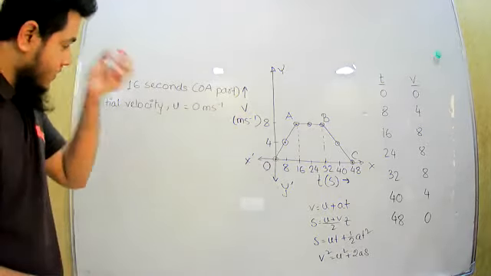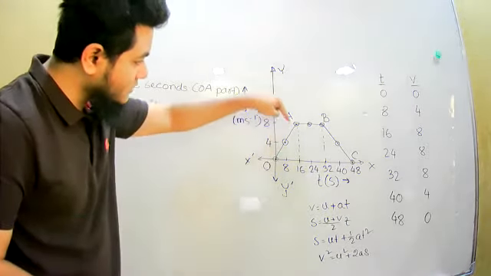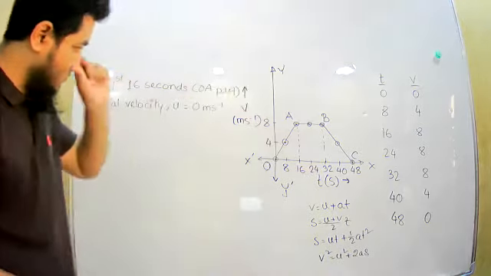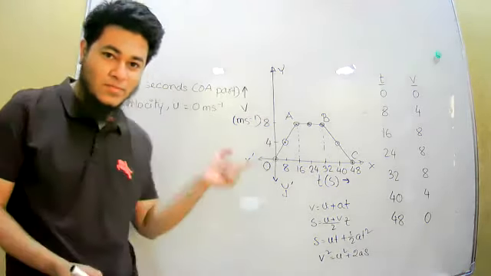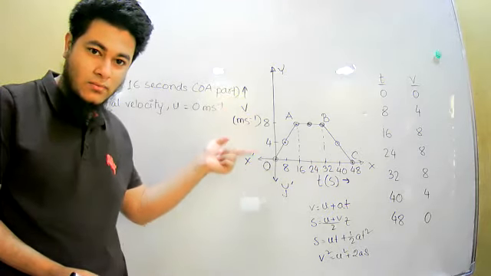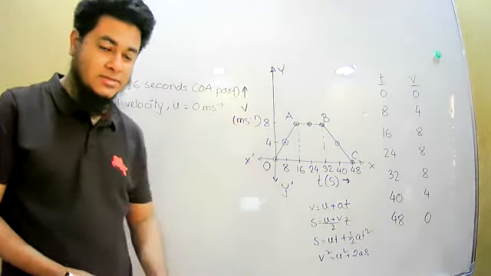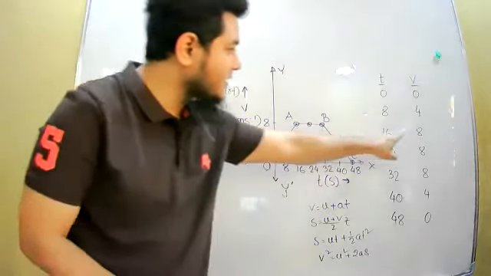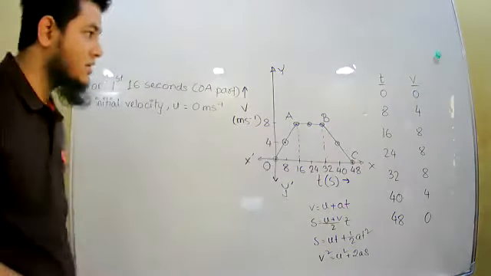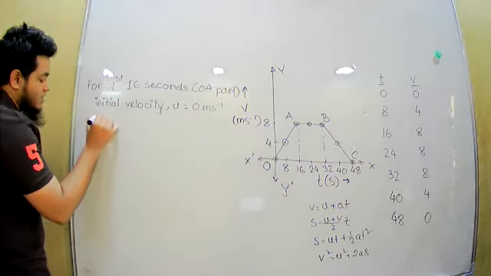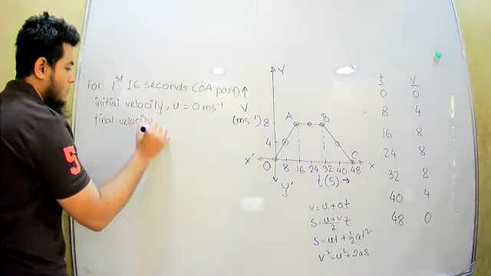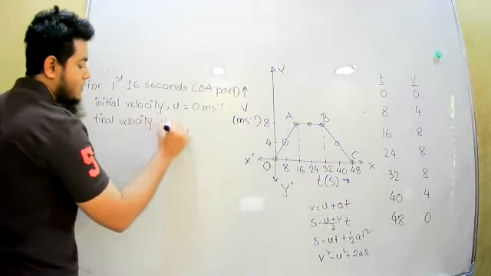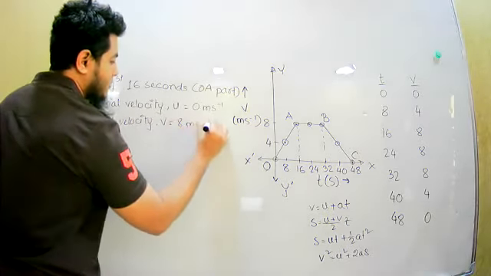Then do you know the final velocity? Yeah, 16. No, sir, 8. Sorry. That is fine. After 16 seconds, velocity is 8. You can get it from the table also. So final velocity v is equal to 8 meter per second.